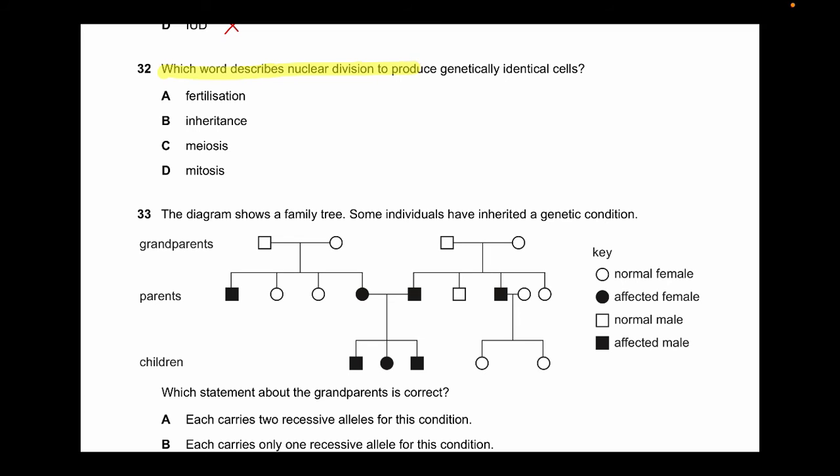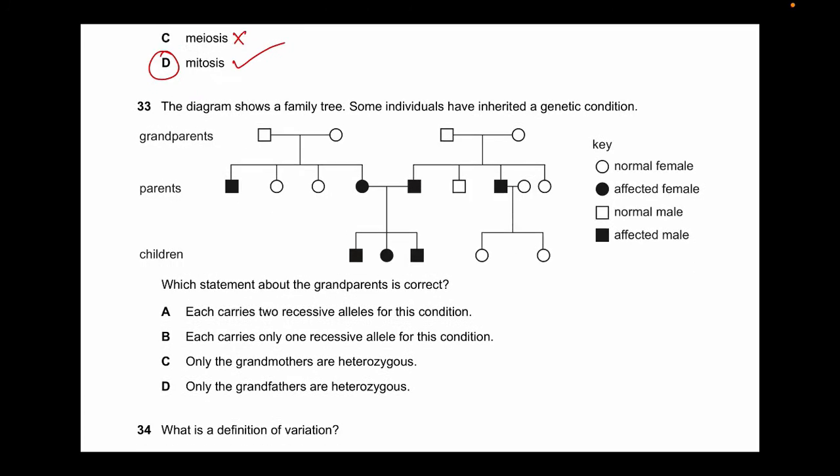Which word describes nuclear division to produce genetically identical cells? Now, genetically identical cells are not produced by fertilization. All right. Mitosis. Mitosis, all right, is the nuclear division to produce genetically identical cells. So option D is the correct answer.